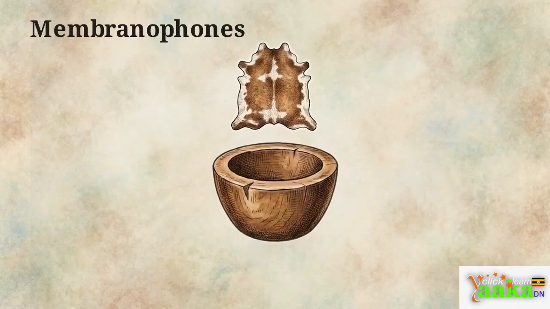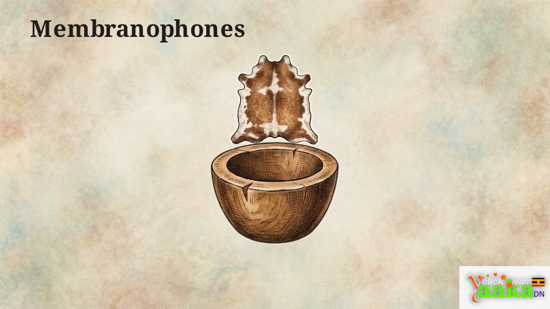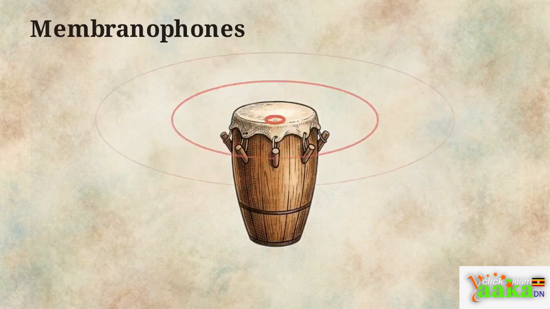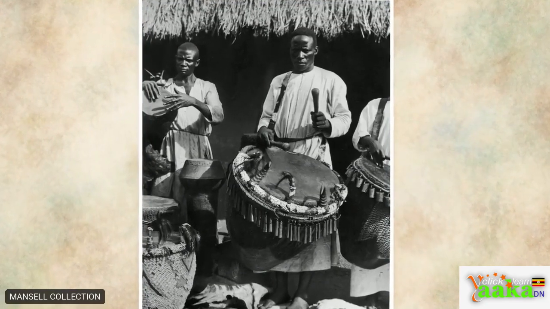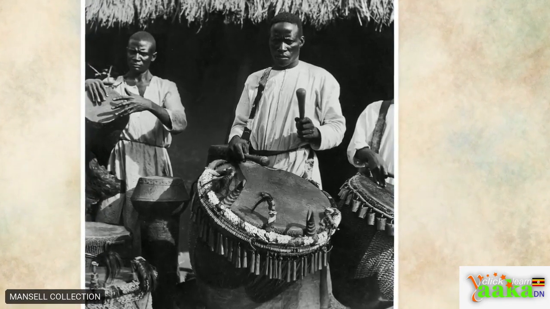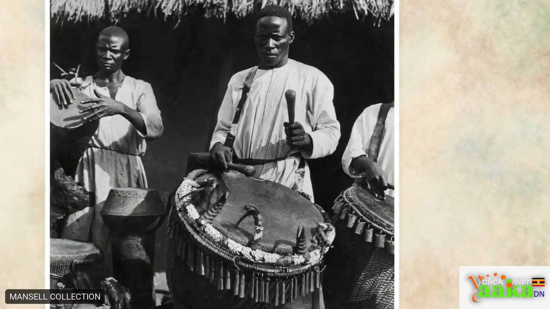Membranophones produce sound through the vibration of a stretched membrane. These rely on locally sourced animal hides, tensioned over wooden frames, to create deep, resonant tones. The ngoma and the long ngalabi drums are primary examples. Their physical scale requires the performer to engage their entire body to maintain the beat.